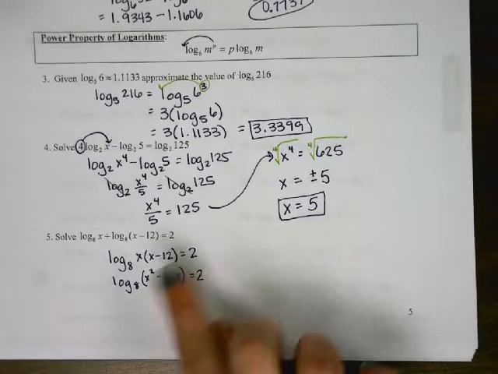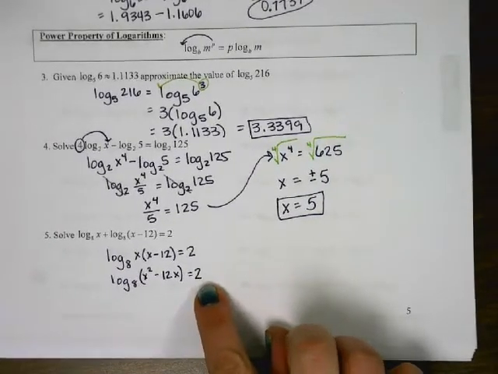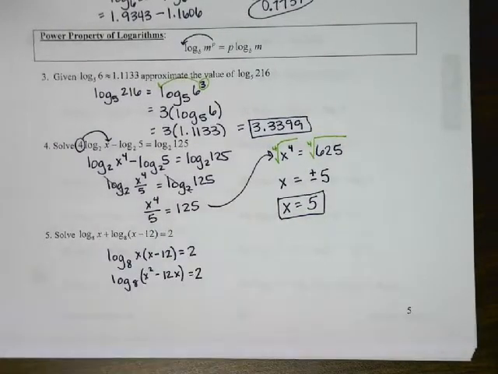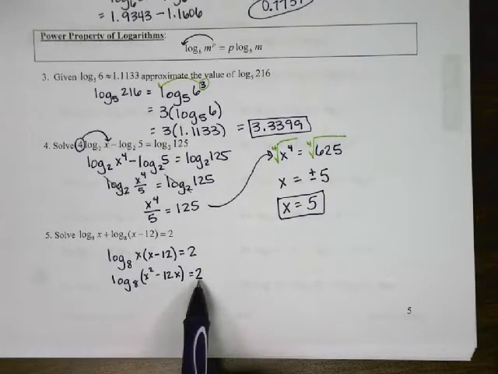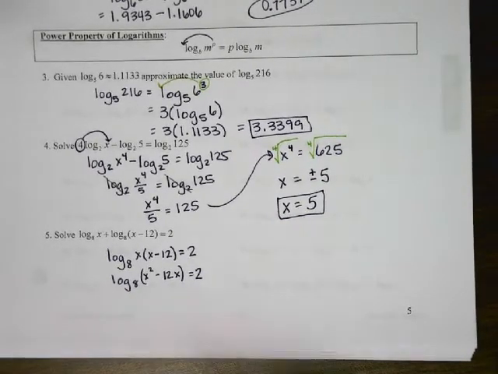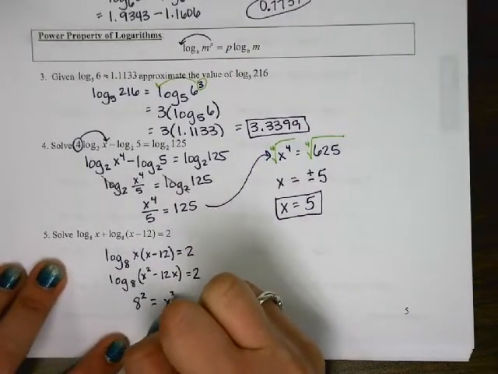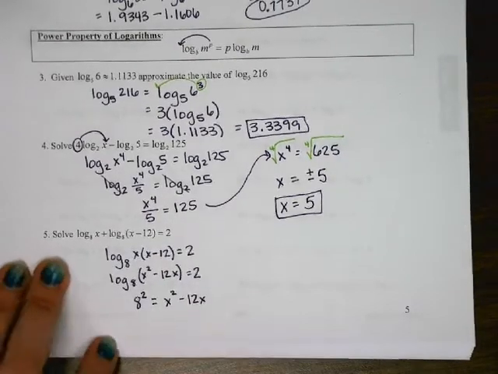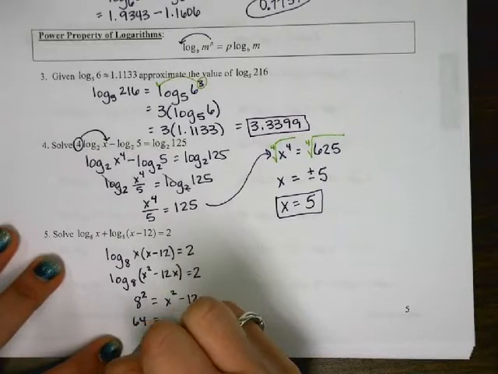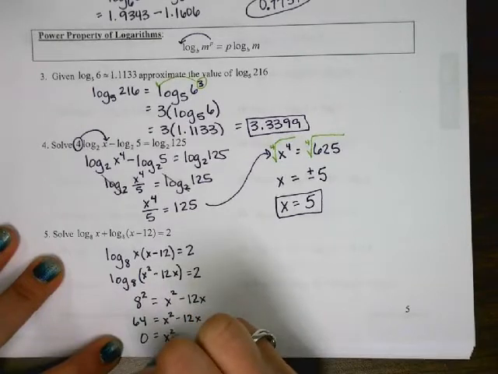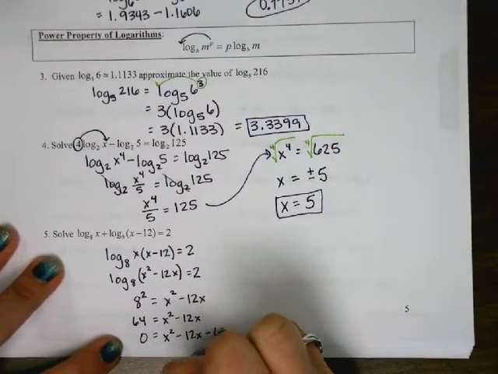But now we have a problem. I don't have a log on the right side of my equal sign. I don't have a log base 8, so I can't get rid of it. Okay, well this is logarithmic form. Anytime you get stuck and you can't get rid of the log, let's change them to an exponential form. I'm going to change this guy to exponential form. 8 to the second power is equal to x squared minus 12x. So 64 is equal to x squared minus 12x. Or 0 is equal to x squared minus 12x minus 64.